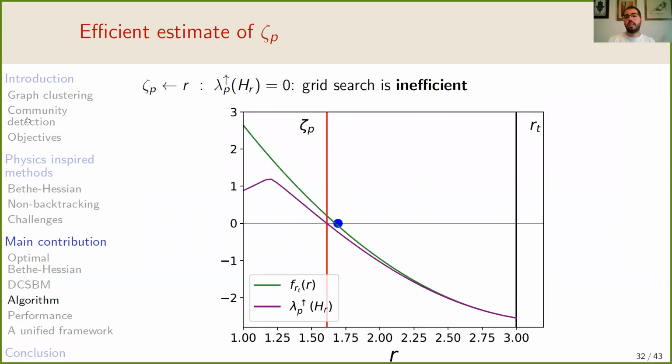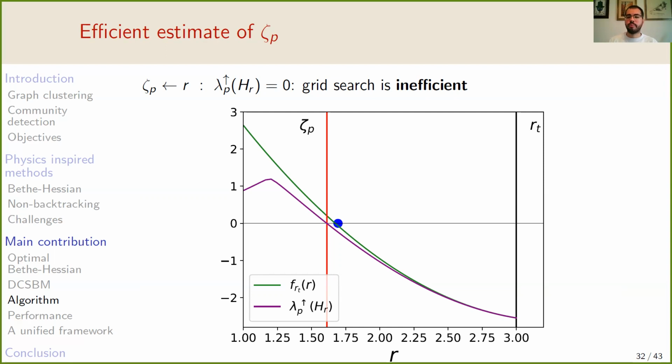To do so, we have an iterative method. Zeta p is the vertical line, it is the value we're trying to find. r_t is an initial guess we have, which must be greater than zeta p. So r_t for t equal to 1, for instance. Then the purple line is lambda p of H_r, the actual function of the p smallest eigenvalue of the matrix H_r.